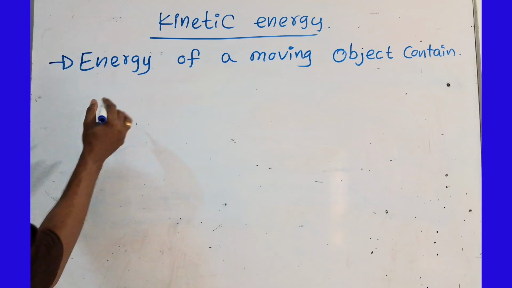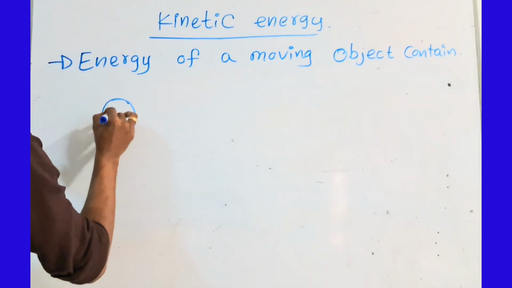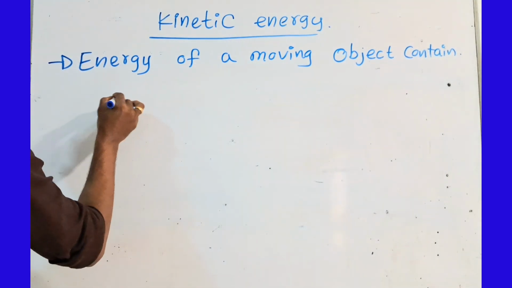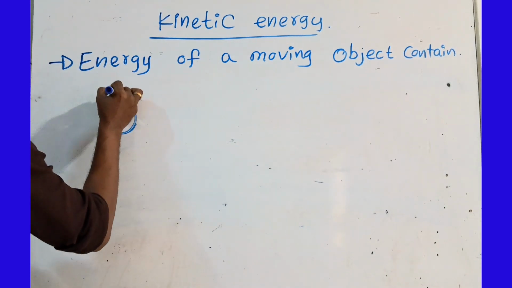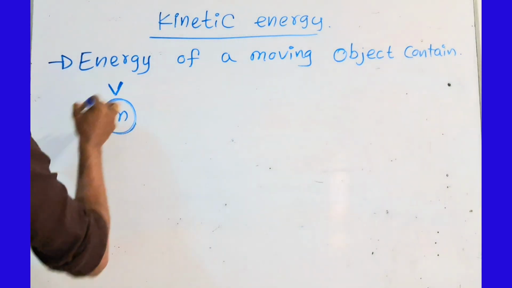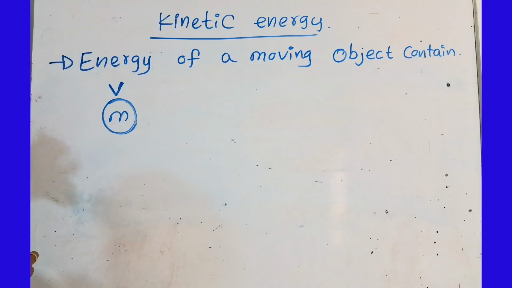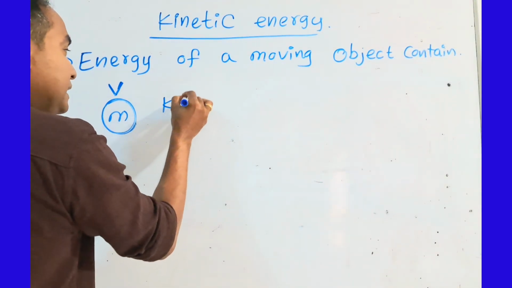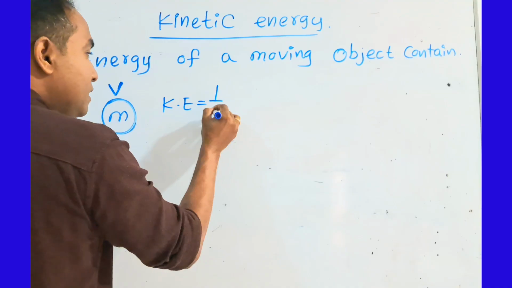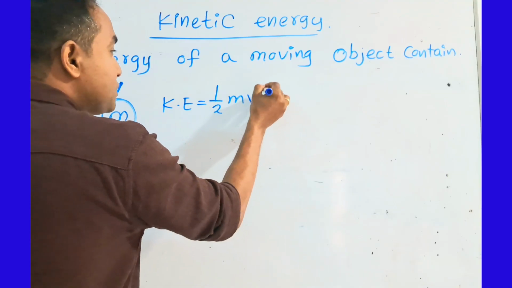Now I am going to explain the equation for kinetic energy. Think about an object with mass m, and this object travels with velocity v. So how do we get the kinetic energy? You must remember, kinetic energy is equal to half m v squared.